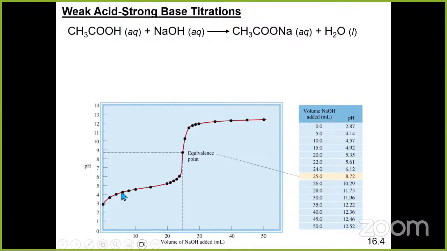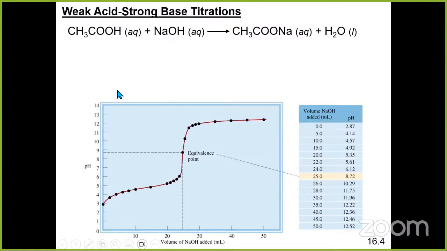And then you add your base, and you have the pH gradually increasing until you get to the equivalence point. But please note here that the equivalence point here will have a pH which is above 7, right? So unlike in the case of the strong acid, strong base titration, where at the equivalence point, the pH is 7, in the case of a weak acid, strong base titration, the pH will be above 7.